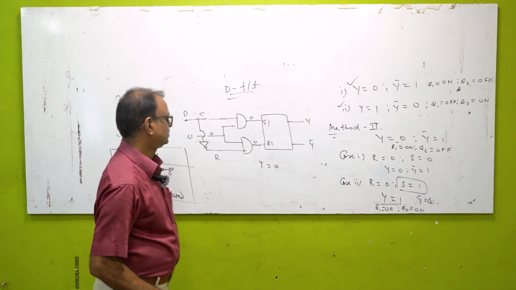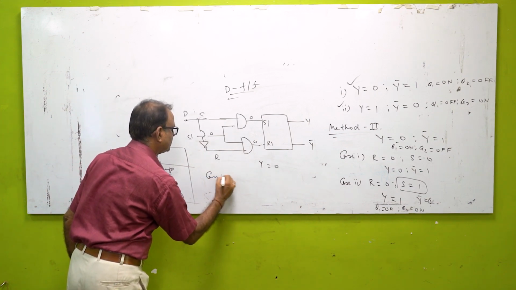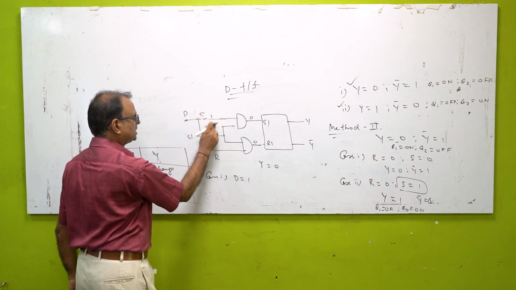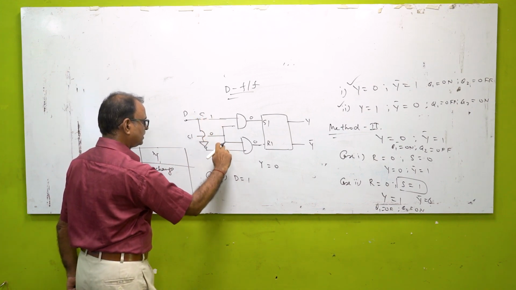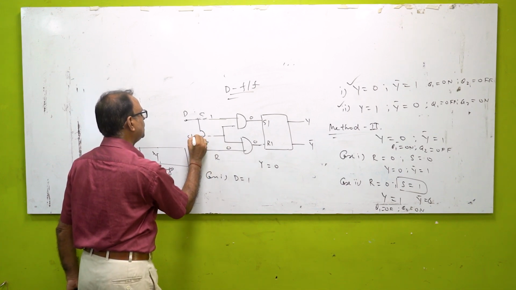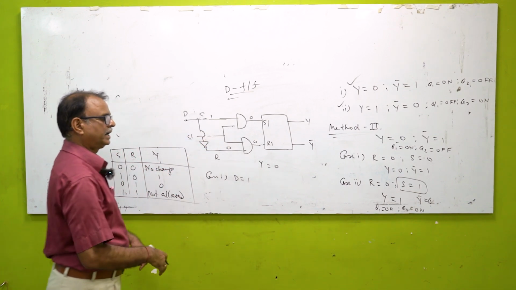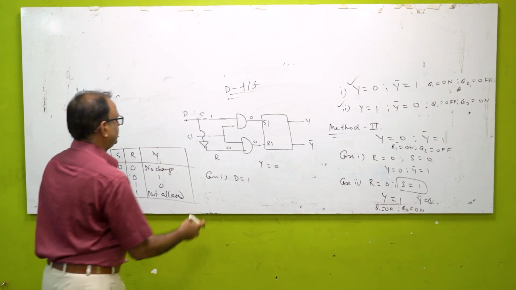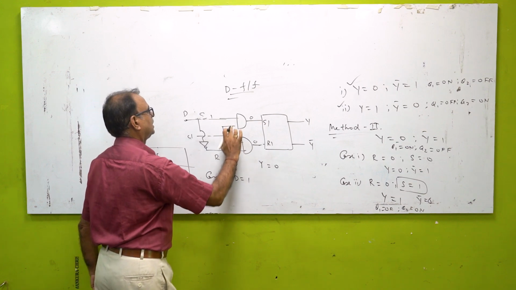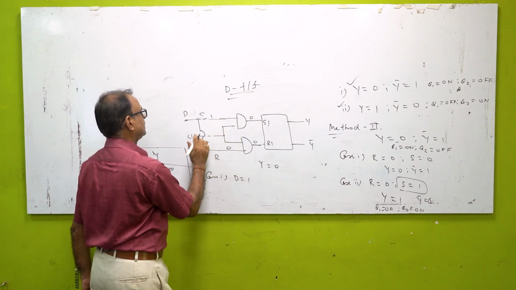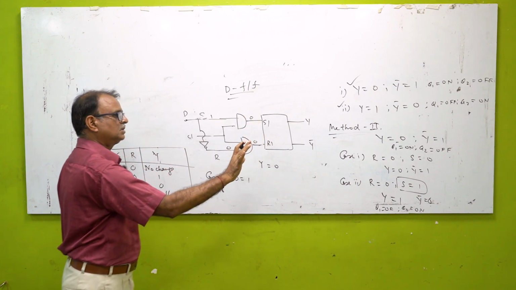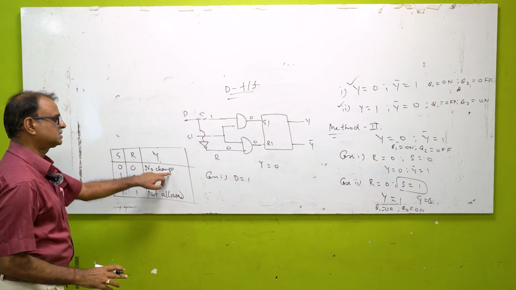When Y is equal to 0, under case number 1, if I supply D is equal to 1, what will happen? If D is equal to 1, S is equal to 1. If S is equal to 1, then R becomes equal to 0. So this is the clock. If the clock is low, then both of the outputs of these AND gates will be 0 and 0.